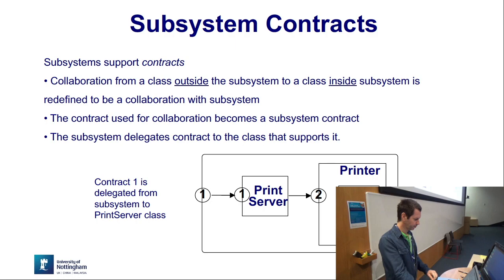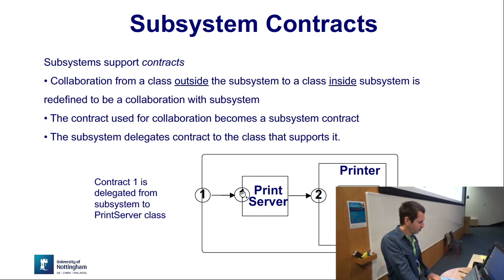Here's an example, right? The printing example. Imagine you want to design printing. A subsystem to support contracts. So this contract is to print something. So there's a collaboration from outside the subsystem to inside the subsystem. This outer rectangle represents a subsystem or a collection of classes, right? Collaboration from a class outside the subsystem to inside the subsystem is redefined to be a collaboration with the subsystem, right? So if we're collaborating with a subsystem, it's connected to this collaboration with the print server.